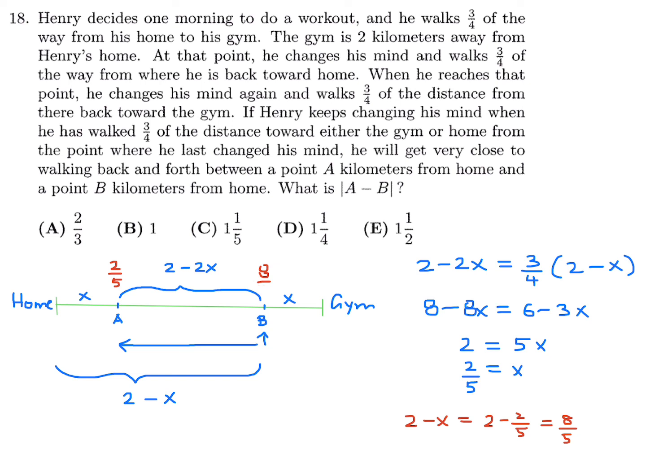So now they basically want A minus B, so that would be 2 over 5 minus 8 over 5, and then the absolute value. So that's minus 6 over 5, absolute value, which is just 6 over 5. And 6 over 5 is the equivalent of 1 1/5. And therefore, number 18 would be C.